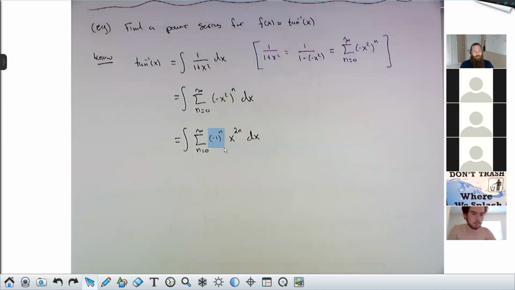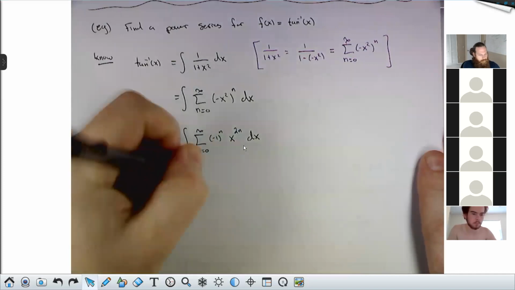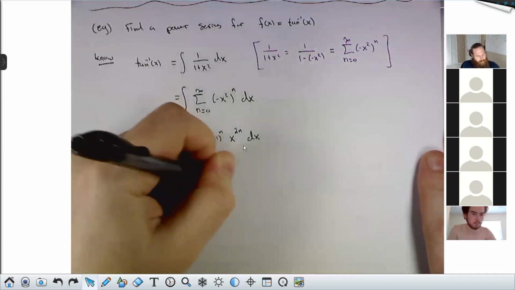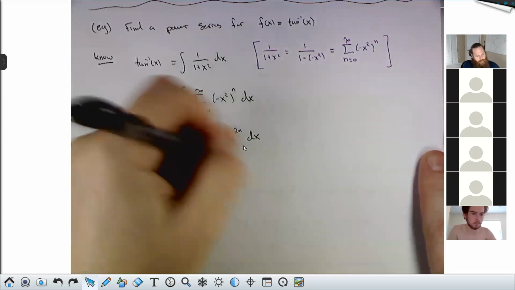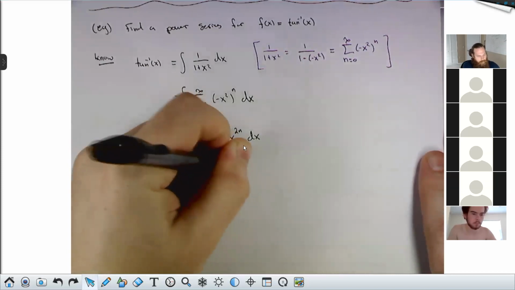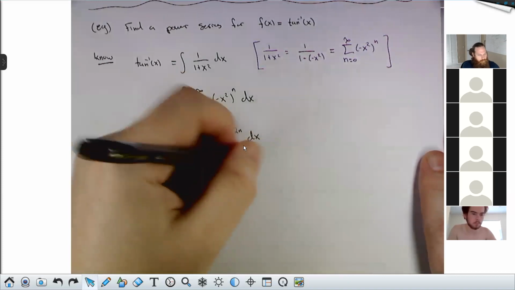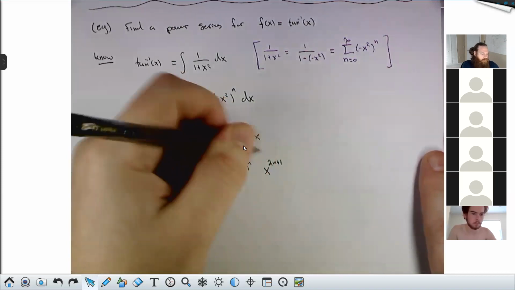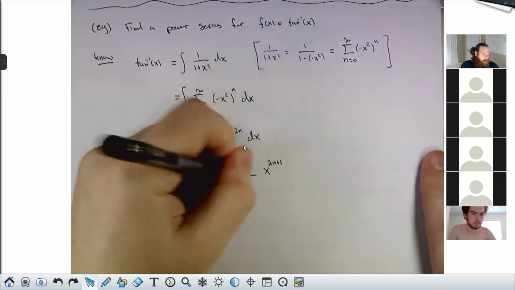This piece is just going to come along for the ride. The capital sigma doesn't care about the integral. You just have to integrate this piece. So you'll get constant plus sum n from 0 to infinity, negative 1 to the n. The power of x here will be x to the 2n plus 1. You just add 1 to the power, but you also need to divide by that power.